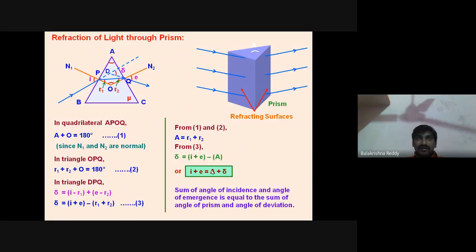Now, we can write that the sum of the angle of incidence and angle of emergence is equal to the sum of the angle of prism and angle of deviation. This is nothing but what we can write after solving from this equation. The sum of the angle of incidence and angle of emergence is equal to the sum of the angle of prism and angle of deviation.